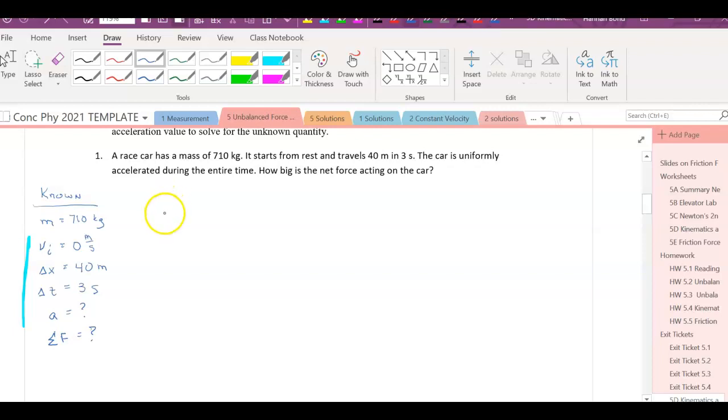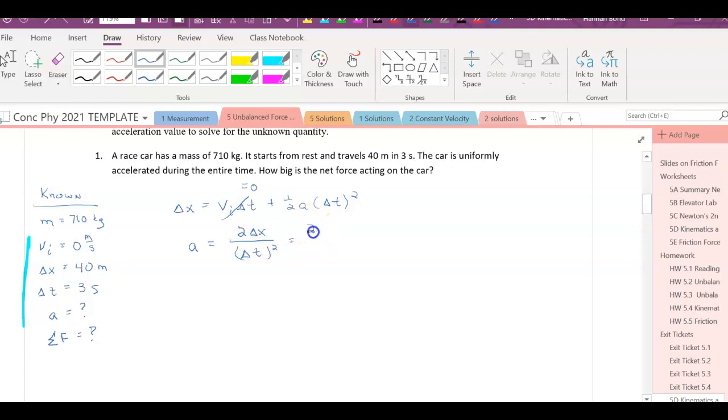I think we're looking at the second equation, which says that displacement equals the initial velocity times time plus 1/2 the acceleration times time squared. This term right here, initial velocity times time, equals 0 because the initial velocity was 0. That helps simplify this. I'm trying to solve for acceleration, and so I can say that acceleration equals 2 times the displacement divided by the time squared.